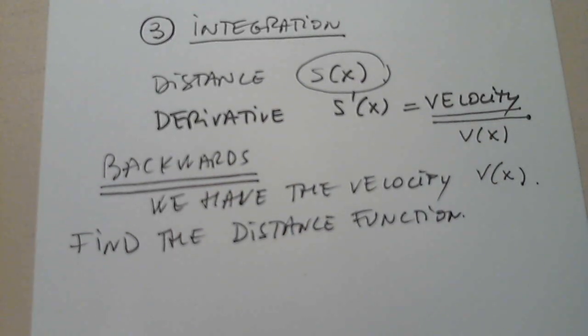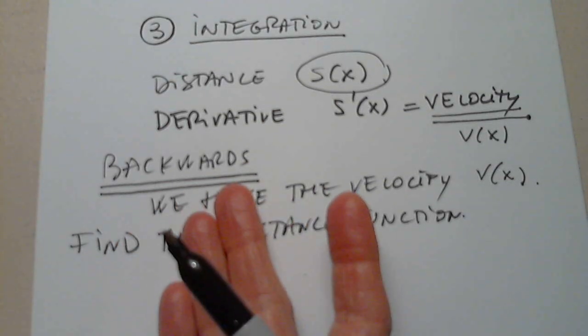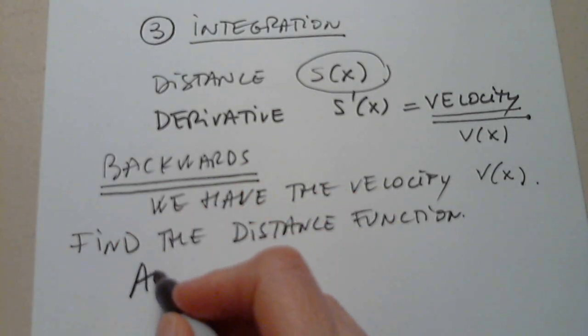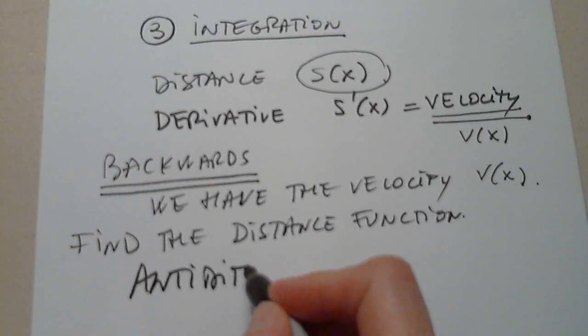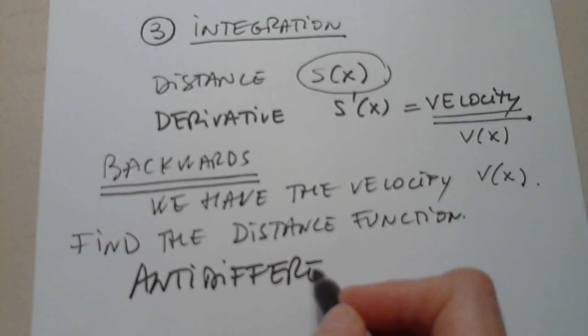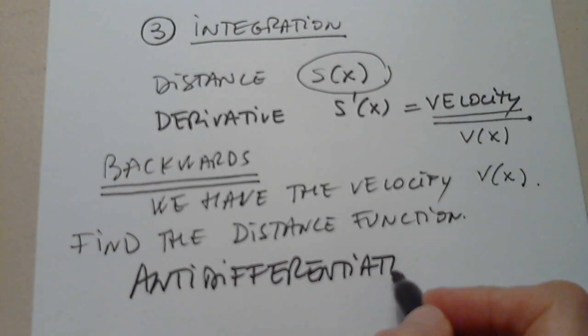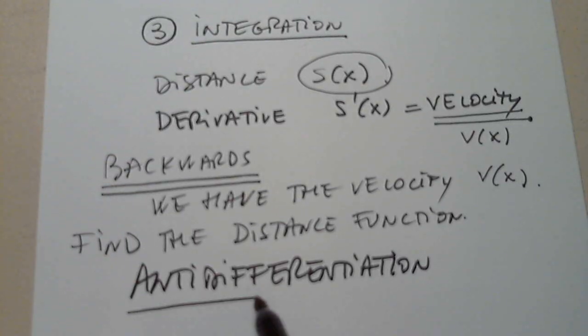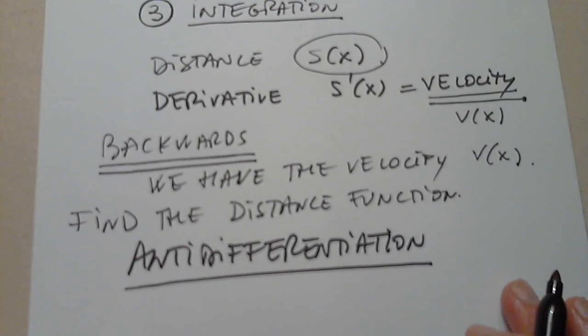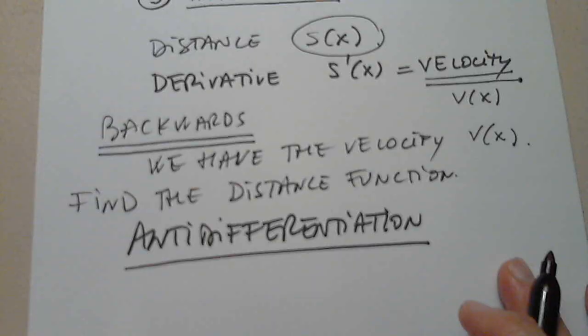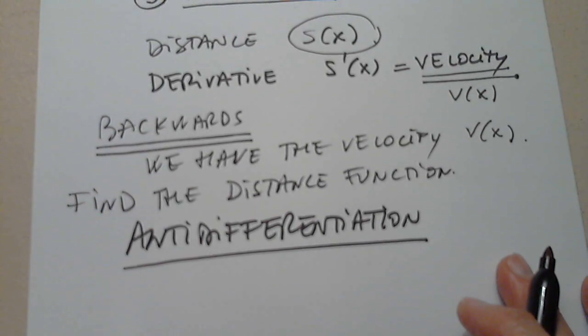This process is called anti-differentiation. Going backwards, in other words. Anti-differentiation, meaning going backwards. I'm given the derivative, and I'm asked to find the function.